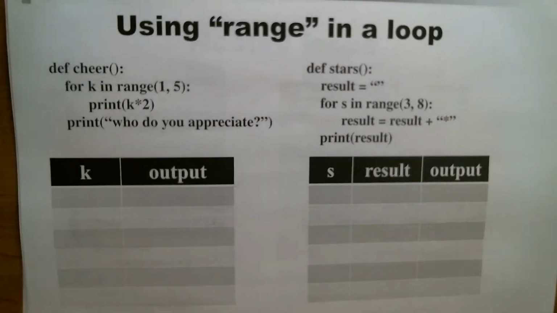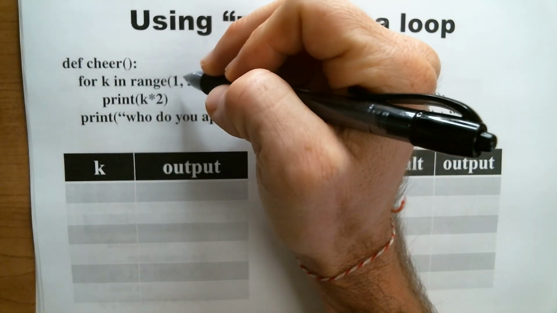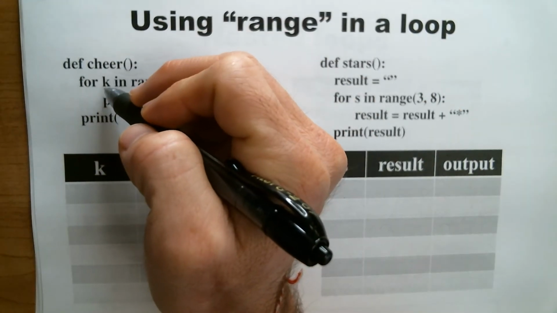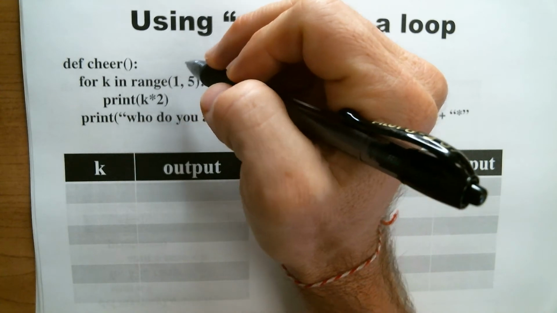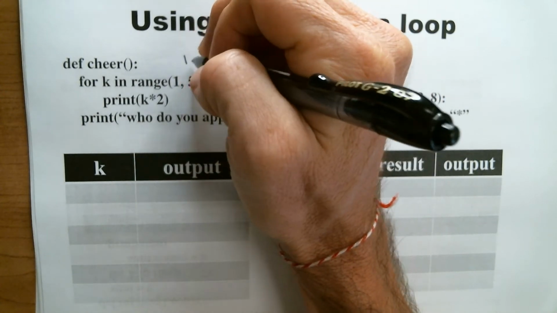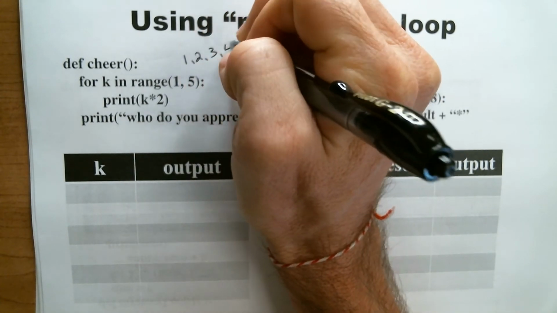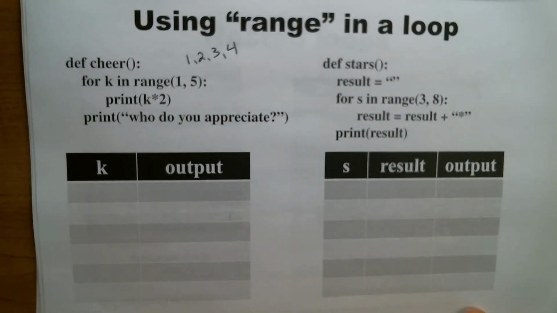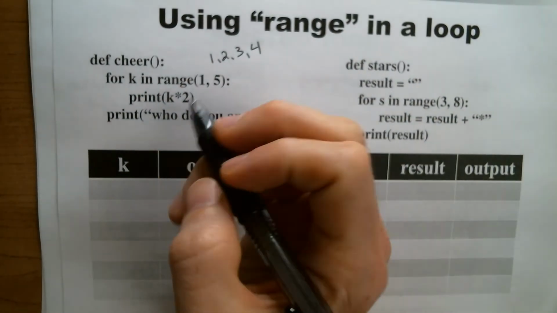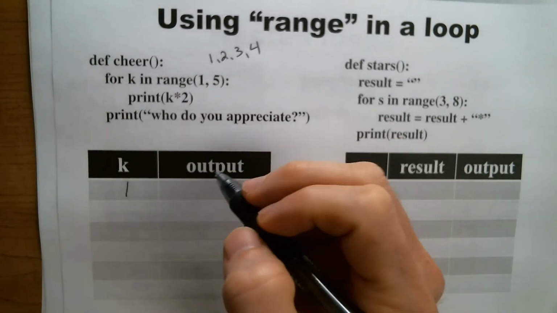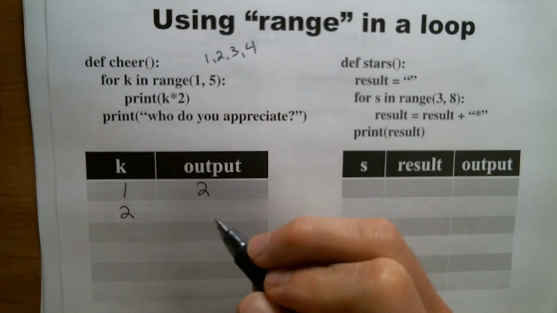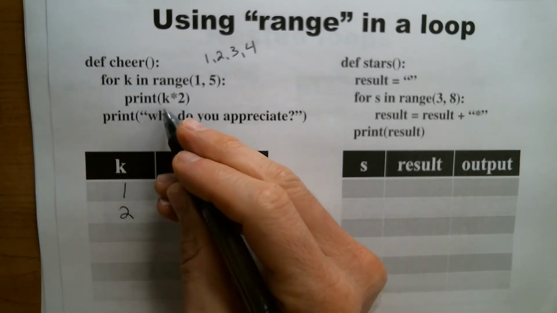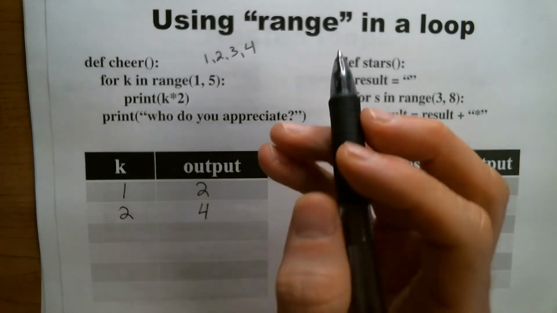All right, so for k in range, because remember, I don't have to use the word index. This loop variable can be whatever I want it to be. So this is going to make my list 1, 2, 3, 4. All right, so k is going to start off at 1, but then I'm going to be printing out 2 times 1, so my output's going to be 2. I'm going to print out 2 times 2, which is going to give me 4.